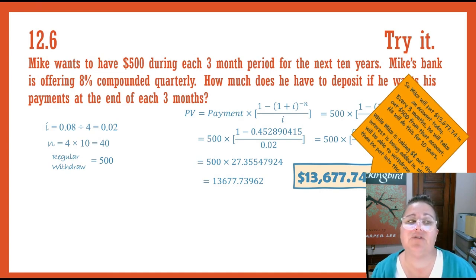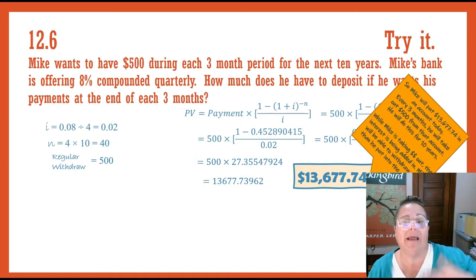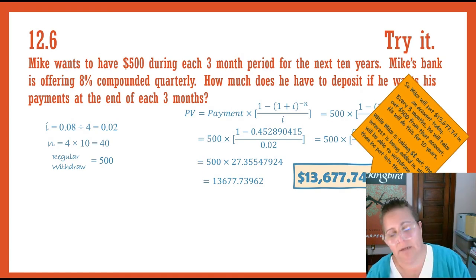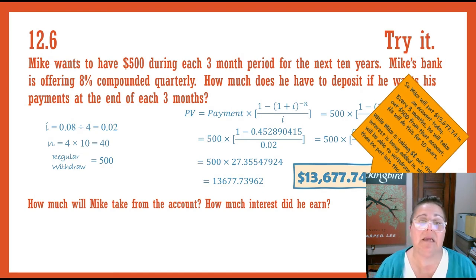Every 3 months into the future, he's going to pull $500 from that account. He will do this for the next 10 years. Keeping in mind that while Mike is taking his money out, interest is being added in. Mike will be able to continue to withdraw even after his original $13,677.74 is gone. That additional money will help us to determine the interest.